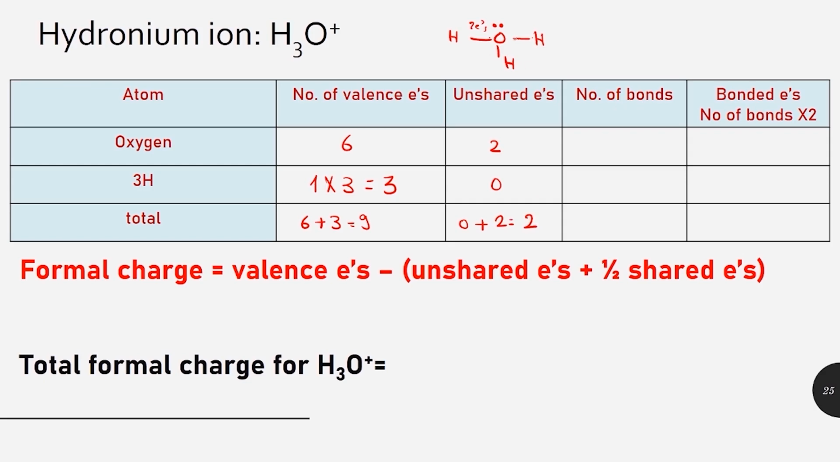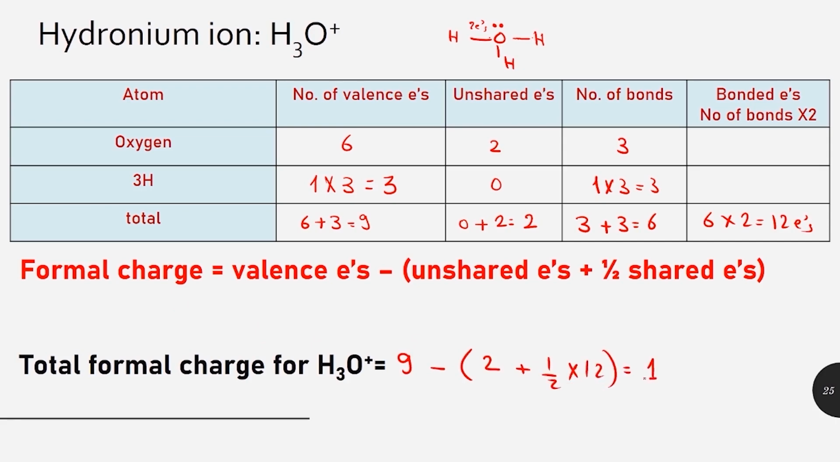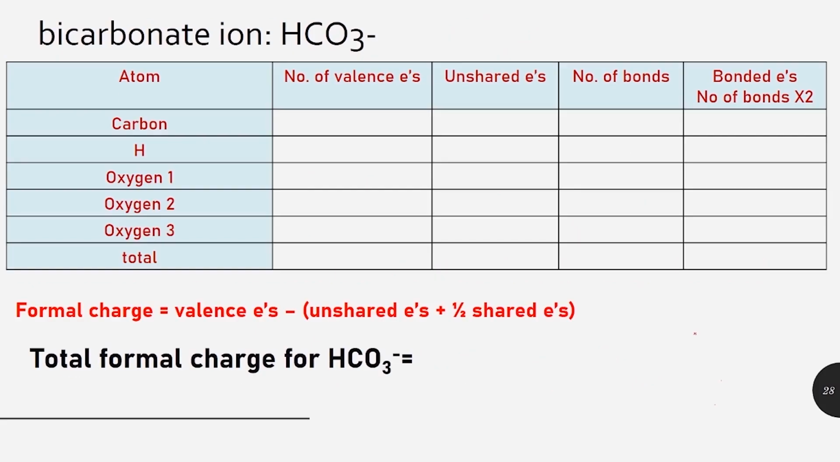Moving to the number of bonds, oxygen has 3 bonds. Each hydrogen is bonded with one single bond, so 3 hydrogen bonds. The total number of bonds is equal to 3 plus 3 equals 6. 6 bonds contain 6 multiplied by 2 equals 12 electrons. The formal charge is equal to 9 valence electrons minus 2 unshared electrons minus half multiplied by the 12 bonded electrons, which equals 1. Now moving to the bicarbonate ion.